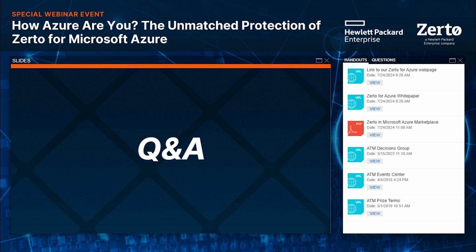Another one here: does HPE GreenLake for disaster recovery support Microsoft Azure? Great question. HPE GreenLake for disaster recovery is Zerto very much on the back end, but from a cloud perspective it's all managed through the GreenLake console. That now does support Microsoft Azure as a DR target, where if you are using that service, you can do something similar to what we've shown here on premise. Okay.